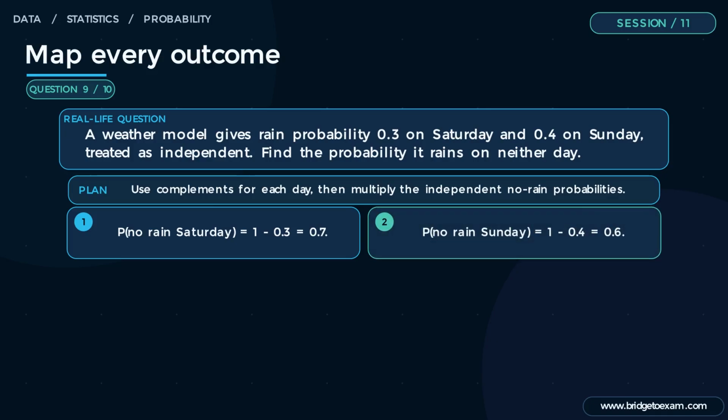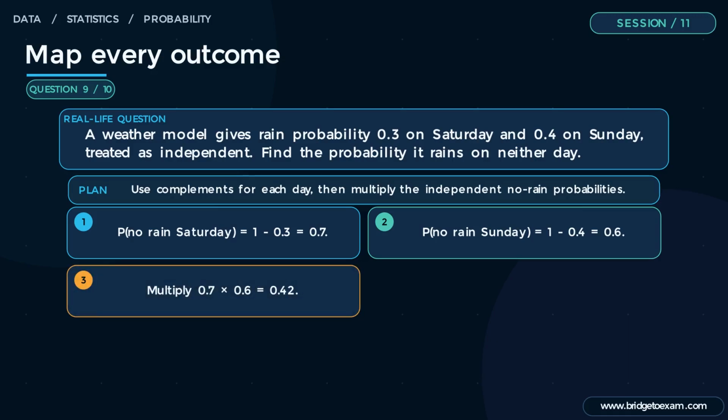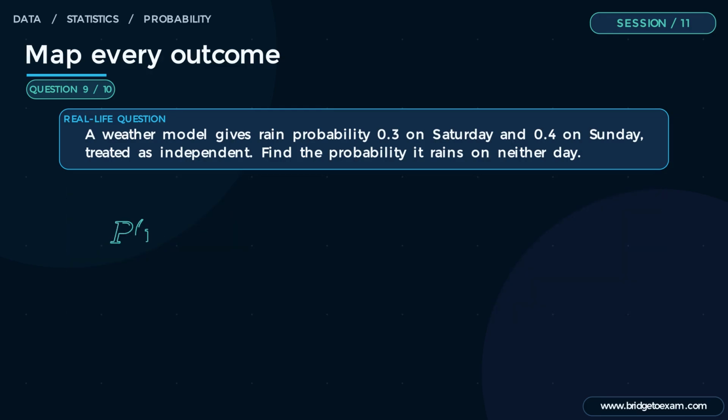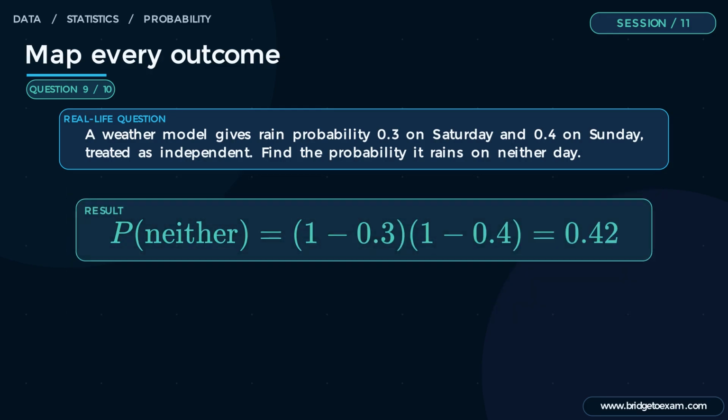Step 2. P(no rain Sunday) equals 1 minus 0.4 equals 0.6. Step 3. Multiply 0.7 times 0.6 equals 0.42. Step 4. The probability of no rain on either day is 42%. Quick check. Both no-rain events occurring should be less likely than either one alone. This matters in real life because weekend event planners combine multi-day weather risks.